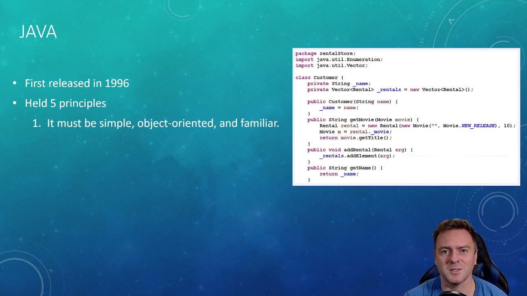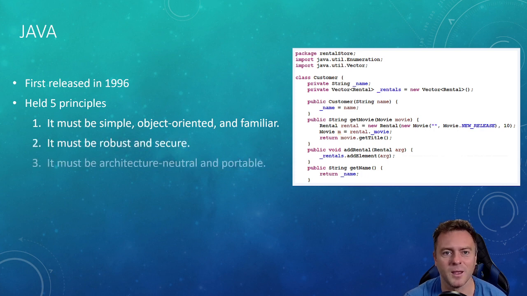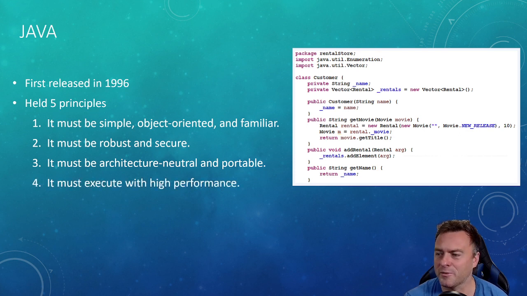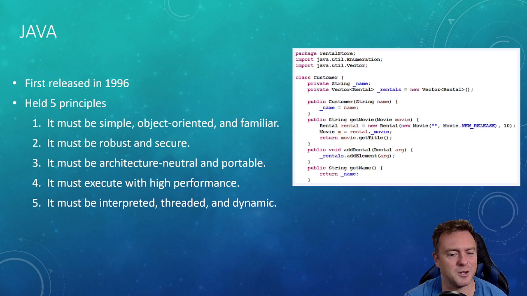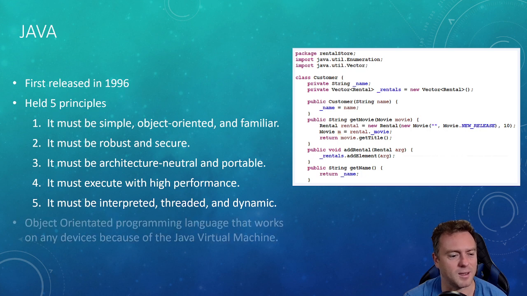First of all, it must be simple, object-oriented, and familiar to all the different languages that we've done before. It must be robust and secure. It must be architecturally neutral and portable, because remember the intention was to build it for cable TV. It must execute with high performance, and then it must be interpreted, threaded, and dynamic.